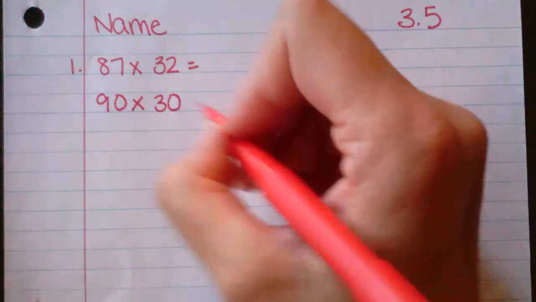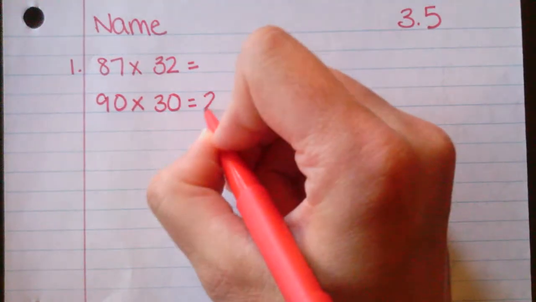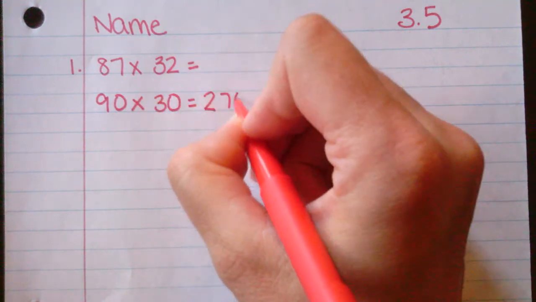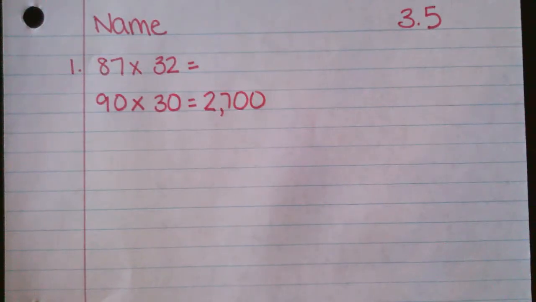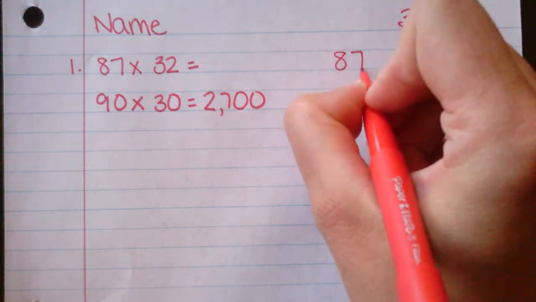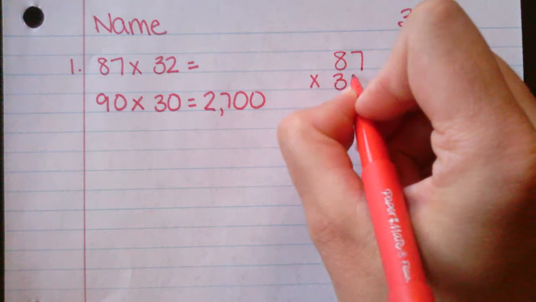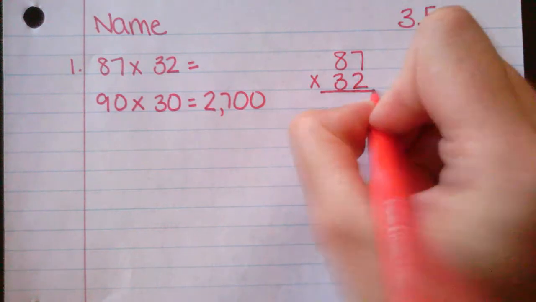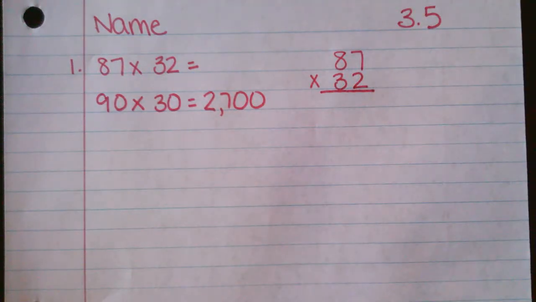9 times 3 is 27. 1, 2 zeros. So our estimate is 2,700. And then they want us to go ahead and actually do the multiplication of 87 times 32, but they want us to do that with the regrouping method. So 87 times 32, I put them stacked on each other so I can do the math easily.